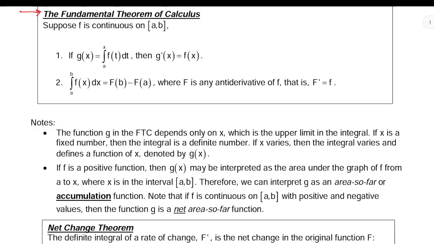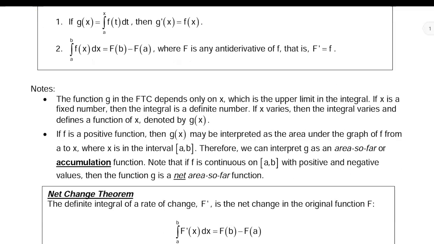The function g in the fundamental theorem depends on x, which is the upper limit of the integral. If x is a fixed number, then the integral is just a definite number. It's just a definite integral and you get a number. If x were to vary, then the integral varies, and that defines a function, and we denote that with g of x. The other note is if f is a positive function, g may be interpreted as the area under the graph of f from a to x, where x is in the interval. Therefore, we can interpret g as an area so far, or an accumulation function.